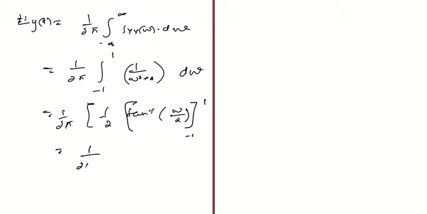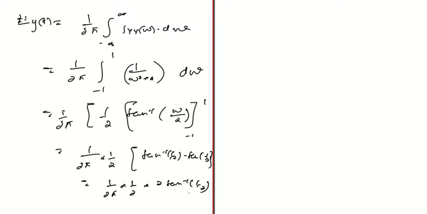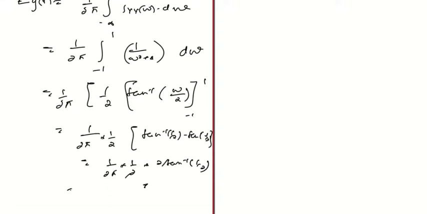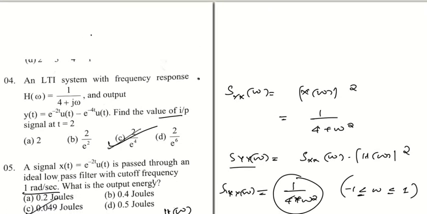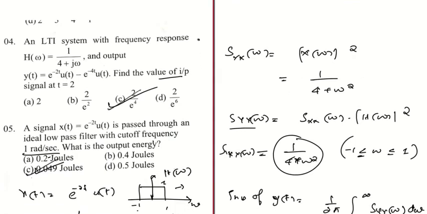So it will be 1 divided by 2 pi into 1 by 2 into tan inverse 1 by 2 minus tan inverse minus 1 by 2, which is equal to 1 by 2 pi into 2 into 1 by 2 into tan inverse 1 by 2, which is equal to tan inverse 1 by 2 divided by 2 pi, which is equal to 0.049 joule. So this is the answer, 0.049 joules.